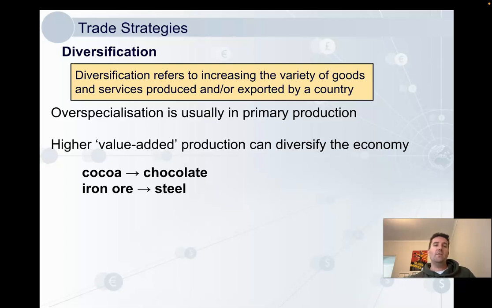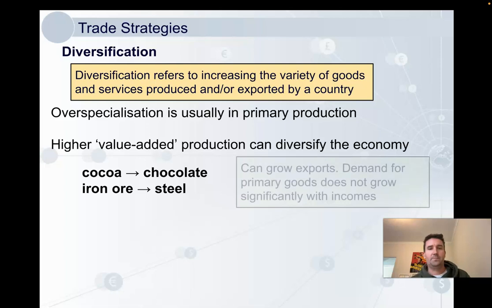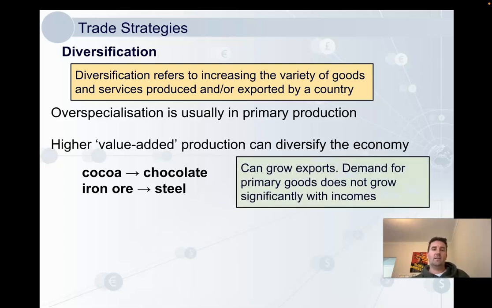So what they can do is start producing higher value added production. So if they're rich in cocoa, what ideally they would do is develop the industries to turn that cocoa into chocolate. If they've got iron ore, they would develop the industries to turn that into steel rather than selling the raw materials and then buying back the chocolate and the steel. So the idea is that can grow exports.